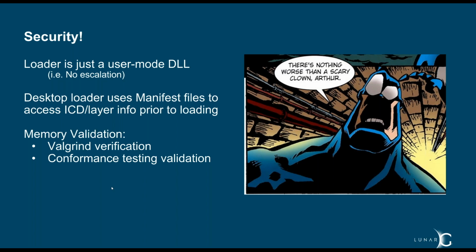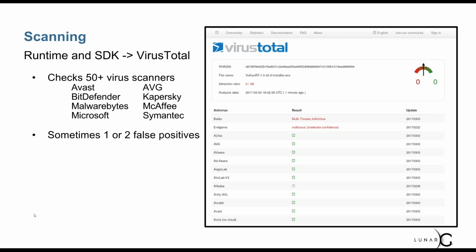We run Valgrind verification regularly. We do nightly Vulkan conformance suite testing to make sure that this stuff is still working according to the spec and that it doesn't have security problems. When we release an SDK, we also try to run a bunch of our files through virus scanners. Our normal tool is a website called VirusTotal, which just runs your programs through a bunch of virus scanners, 50 to 60 these days. It includes a lot of the big names, Bitdefender, McAfee, Kaspersky. It also has a bunch of small ones.